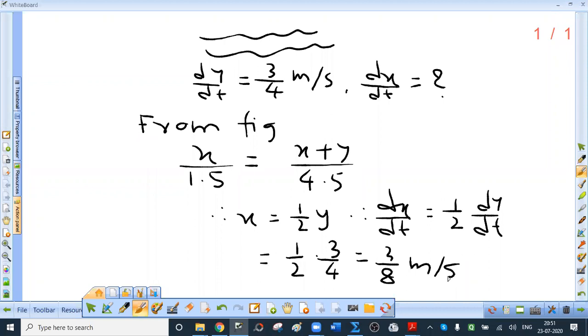This is the answer of the first part. That is, his shadow is shortening at what rate? 3 upon 8 meter per second. Write down this much. Yes, Archit, Aditya, you're absolutely right.